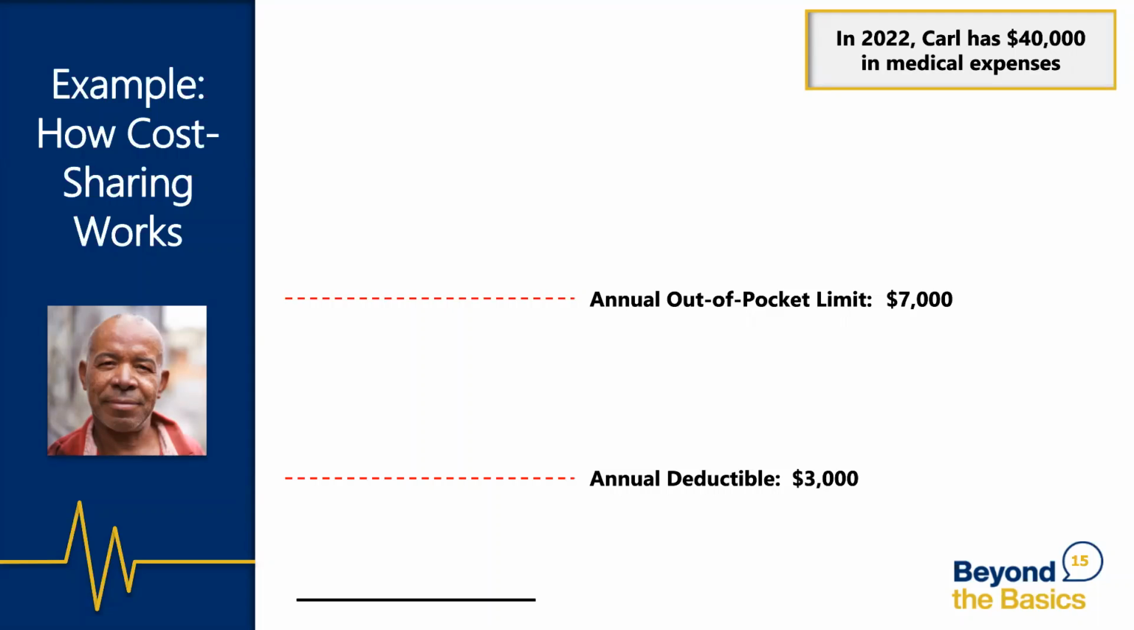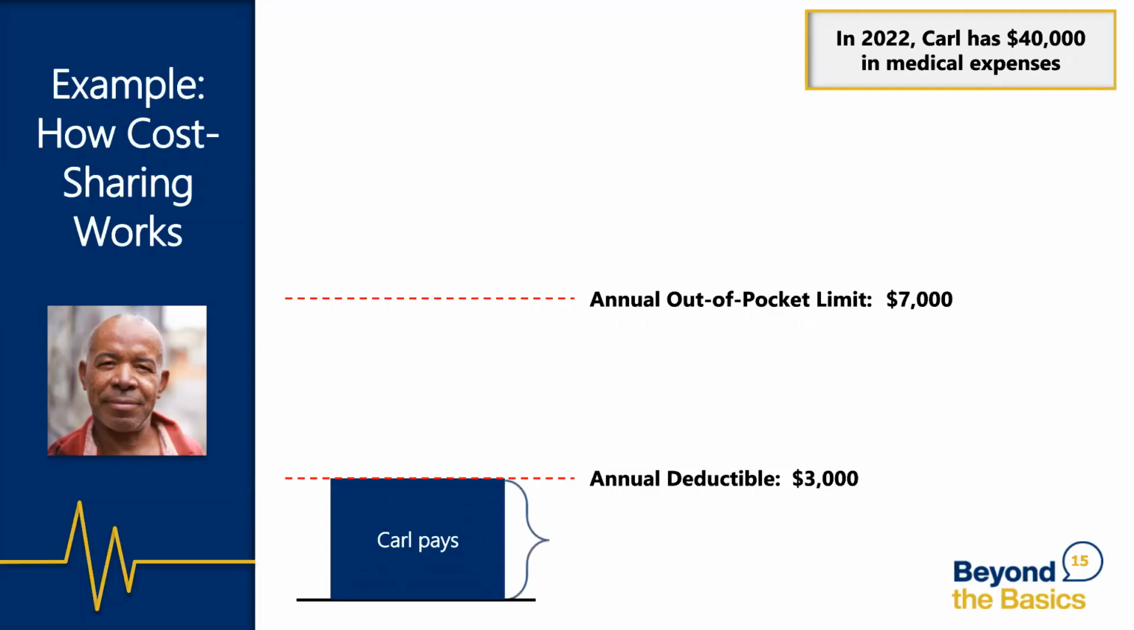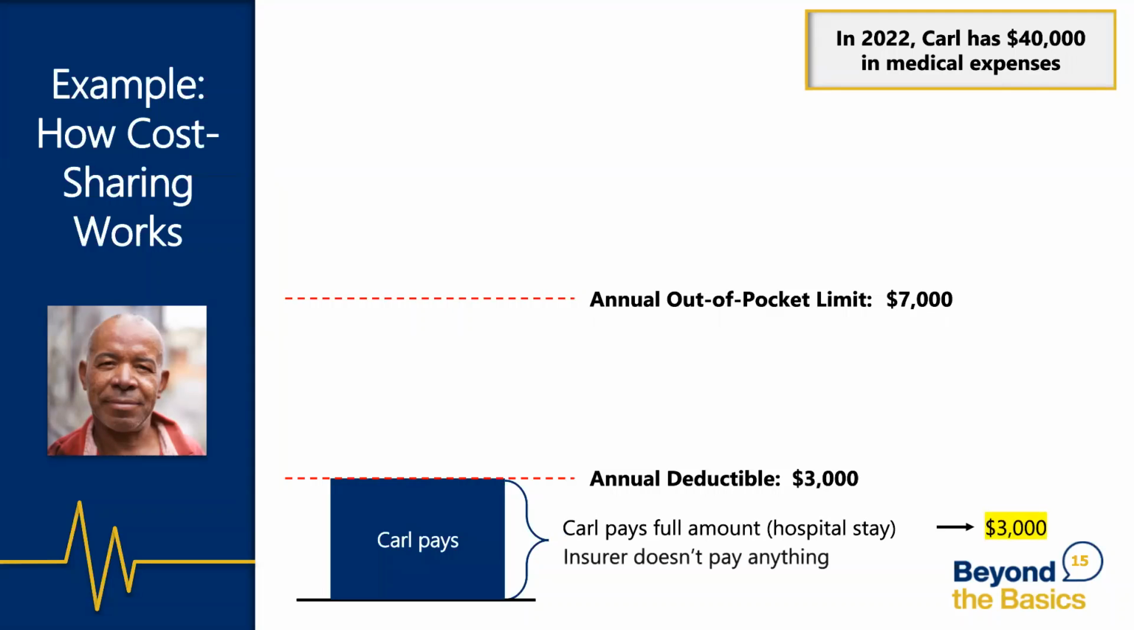So unfortunately, he ends up going to the hospital early in the year, and he is admitted and he has a bunch of things that he needs while he's in there. And at the beginning of the year, he's basically required to pay that full amount. The deductible applies to his hospital stay. So he's paying $3,000, which is his deductible, before the insurer is paying anything. So at this stage of the year and of Carl's healthcare, the insurer isn't paying anything.